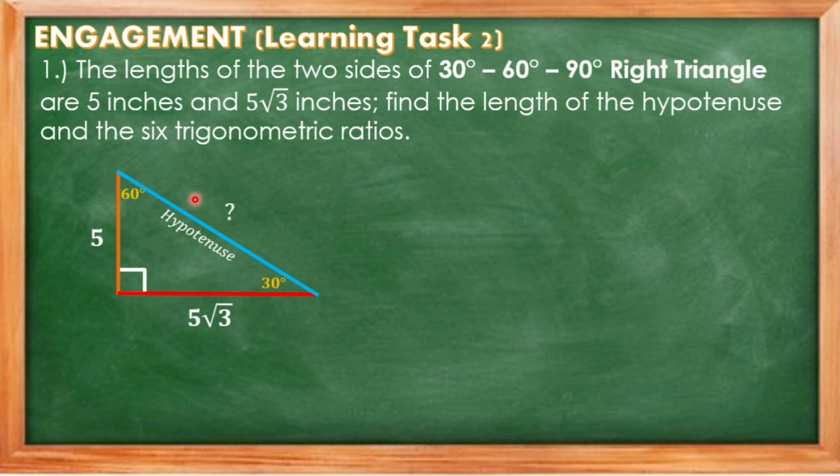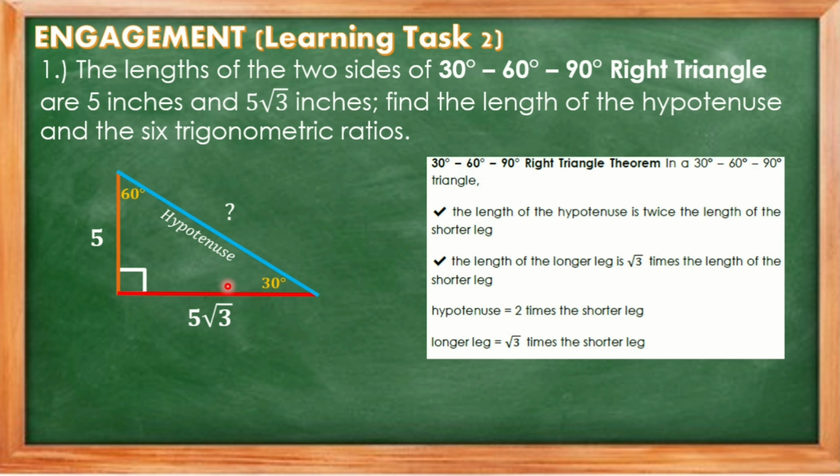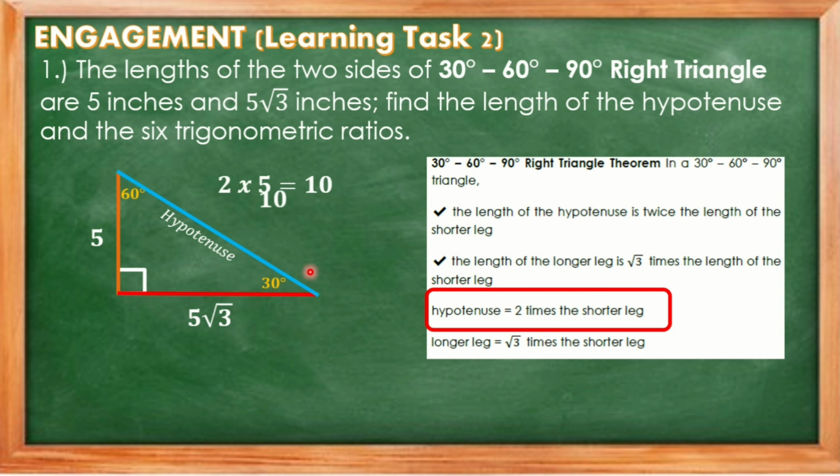Okay, so paano natin hahanapin yung hypotenuse? So, pwede natin gamitin dyan yung concept ng 30, 60, 90 right triangle theorem. So, hypotenuse is equals to 2 times the shorter leg. Dahil given na yung shorter leg natin, which is 5, dodoblehin lang natin yan. At yun yung magiging sukat daw ng hypotenuse natin according dito sa theorem ng 30, 60, 90 degrees triangle. Okay? So, 5 times 2 is equals to 10. So, yun yung magiging hypotenuse natin.